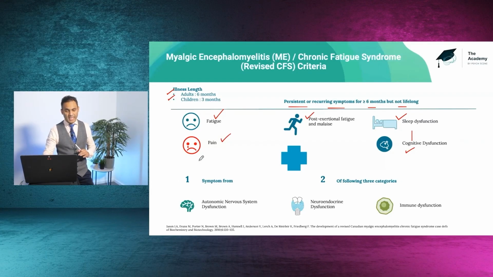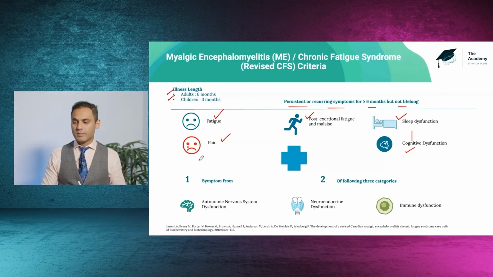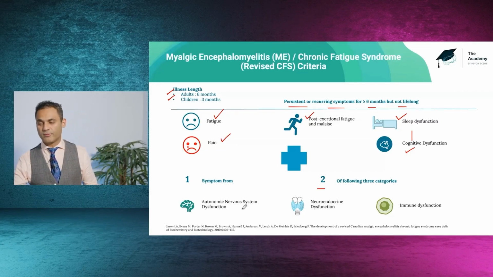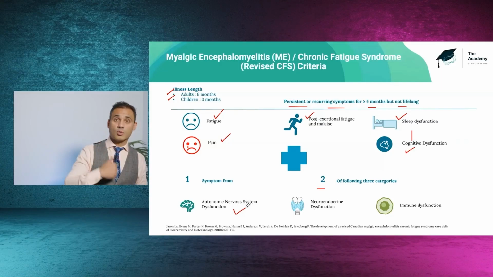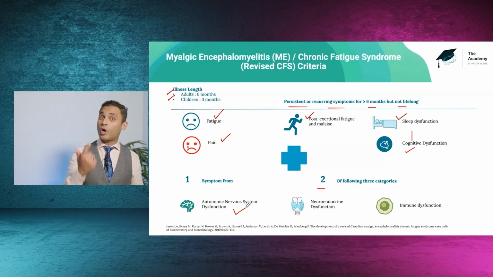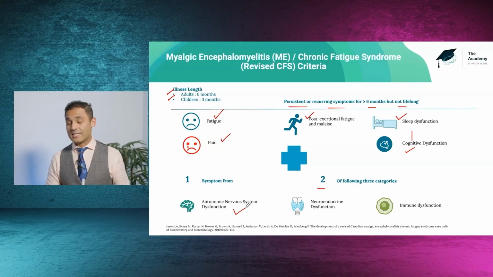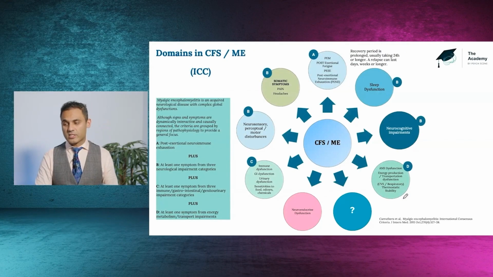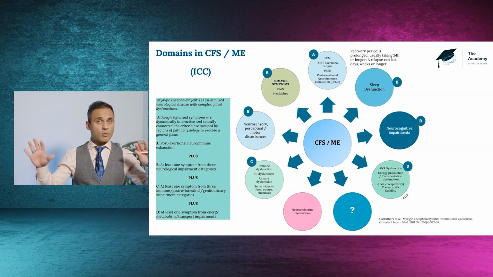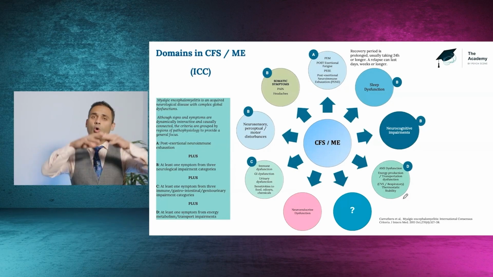The next one, in addition to these symptoms, you have one symptom from two of the following three categories. Autonomic nervous system dysfunction, where you'll have terms such as orthostatic tolerance mentioned, or POTS, postural orthostatic tachycardia syndrome. You have neuroendocrine dysfunction and immune dysfunction as well. Many patients have a range of immunological disorders, and this is where mast cell activation is one of them. Now, the international consensus criteria, I look at both domains because patients will present with a whole constellation.